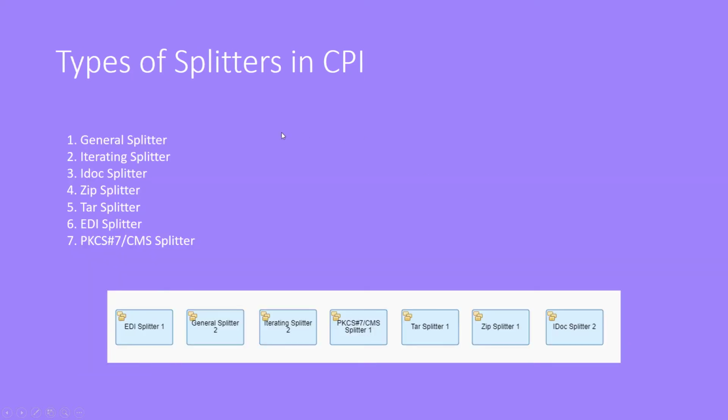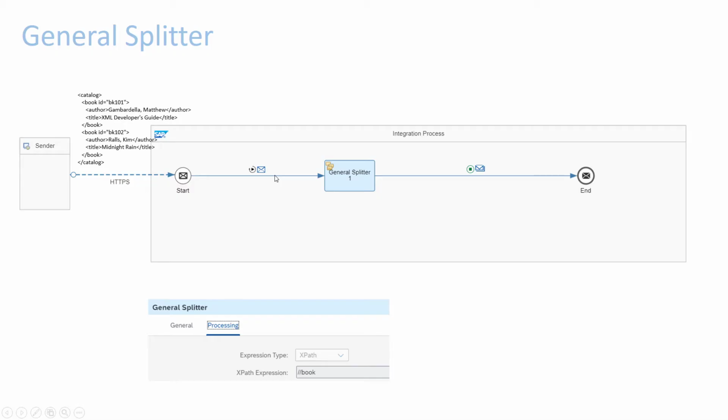So the different types of splitters in CPI are general splitter, iterating splitter, IDoc splitter, zip and tar splitters, EDI splitter, PKCS/CMS splitter. We will walk through what the general splitter and iterating splitter does in this video. I'll leave the working of the other splitters for a different future video. Let's see what a general splitter usually does.